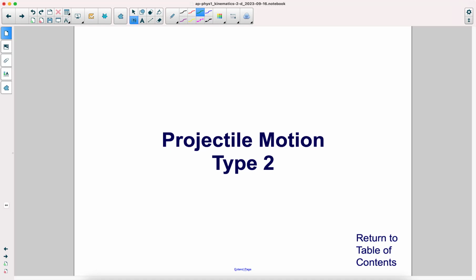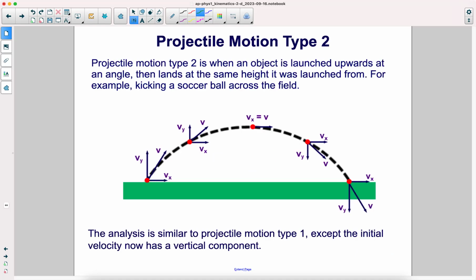Projectile motion type 2 is when an object is launched upwards at an angle, then lands at the same height it was launched from. For example, kicking a soccer ball across the field. The analysis is similar to projectile motion type 1, except the initial velocity now has a vertical component as well as a horizontal component.